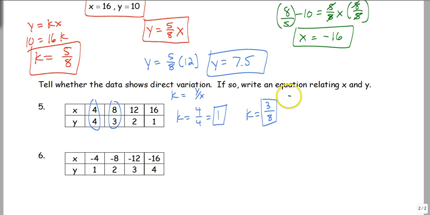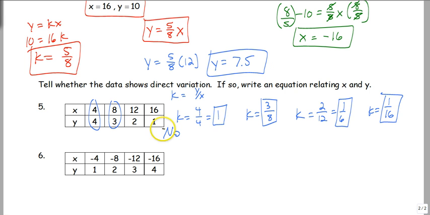Okay, right away you guys should be able to see what's happening here. K is equal to 2 over 12 because it's y over x, which is 1/6. Always reduce. Simplify. And finally, k is equal to 1 over 16. Now, k is supposed to be constant for every single data point. Is it constant? Hopefully you guys know that all four of these things are not the same. So, tell whether the data shows direct variation. No, it does not for this one. If so, write an equation. It doesn't, so we don't have to do anything.